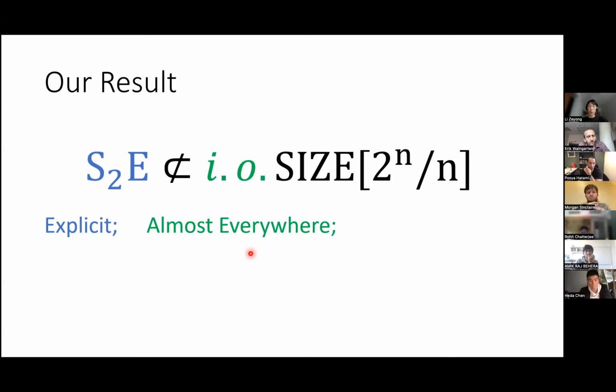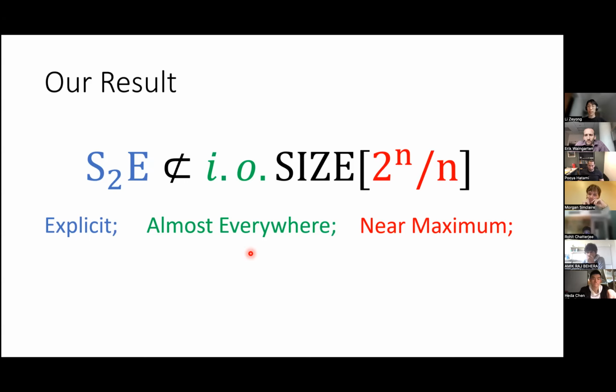Secondly, the circuit lower bound we obtain is called almost everywhere, in the sense that for all input size n, the language is hard. So even if we relax the requirement and allow the circuit family to only evaluate the language on some input size, there is no circuit family that can do that. So in this sense, this is a strictly stronger lower bound result.